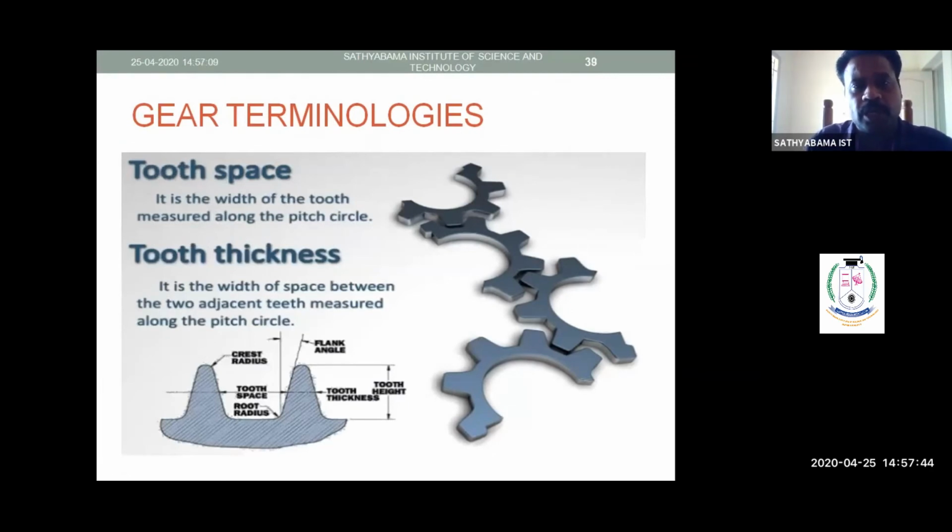Next, you have to understand why I am taking all these very basic fundamentals. These are all the things we are going to measure in the next slides. We will be observing these things to be measured. Tooth space, tooth thickness, all those things we are going to measure. That's why we are studying all these parameters.